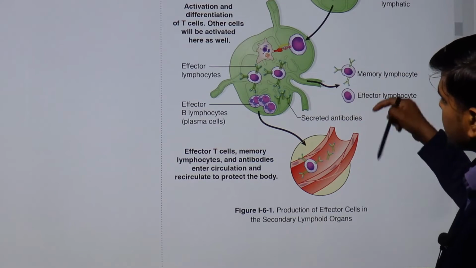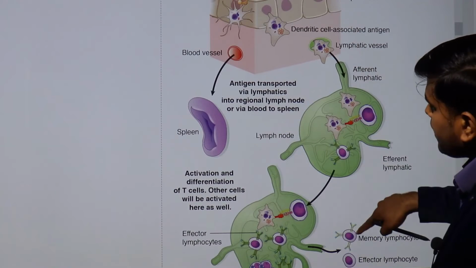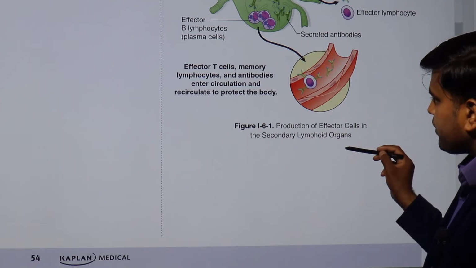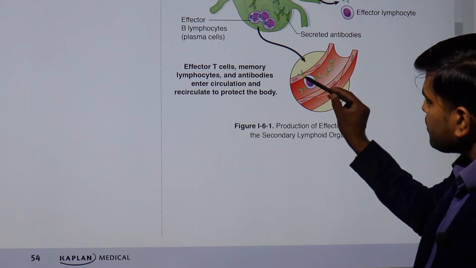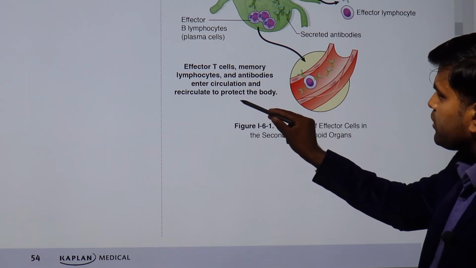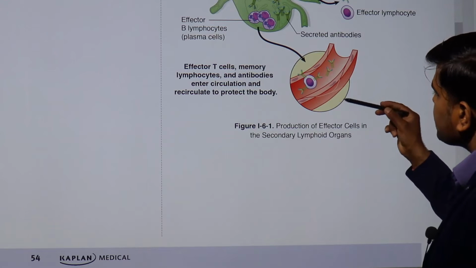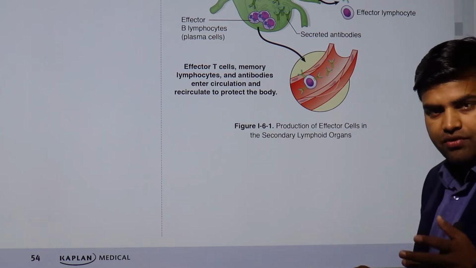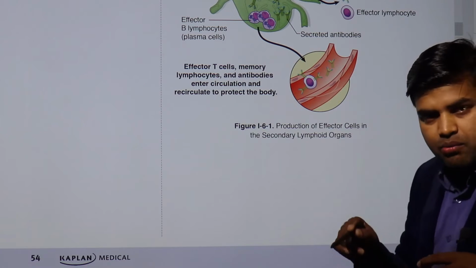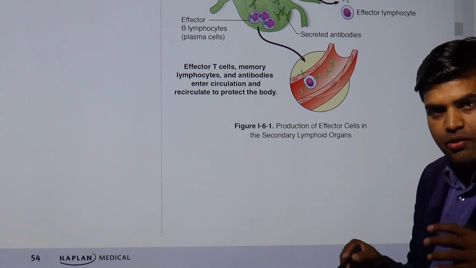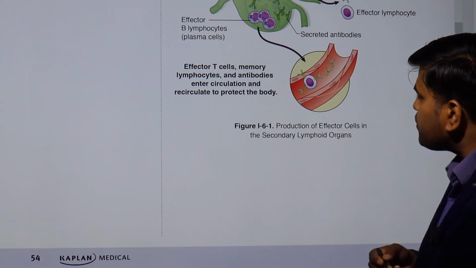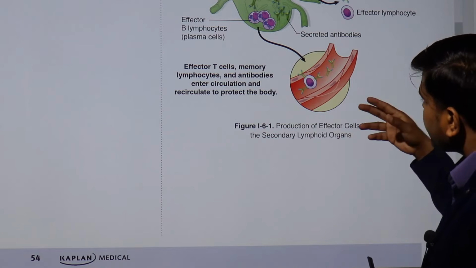They will reach to the infectious site. This will again reach to the infectious site through the blood vessel, and then there will be the production of effector cell in the secondary lymphoid organ. Through the circulation, this effector T cell, memory lymphocyte and antibodies enter the circulation and recirculate to protect the body. That will reach to the infectious site, and this antibody, you know, initially they have the three function. This will neutralize your microbes or say antigen. This can activate the complement classical pathway and then kill by forming the MAC complex, and also they will increase the opsonization. So these are the procedure by which the antibody are formed.